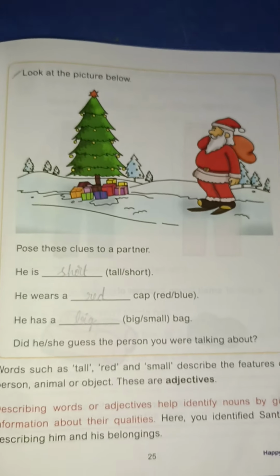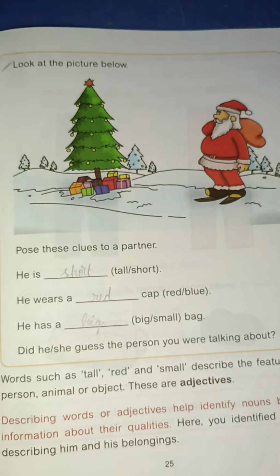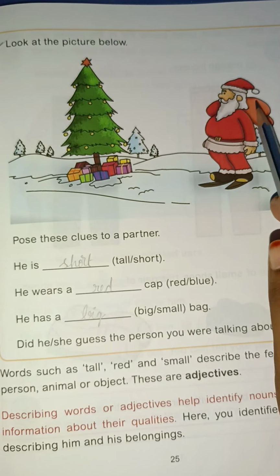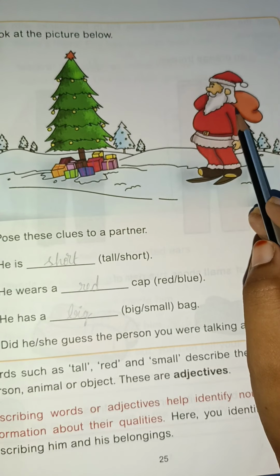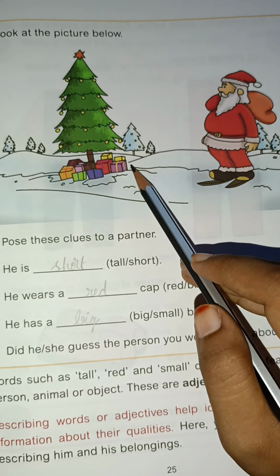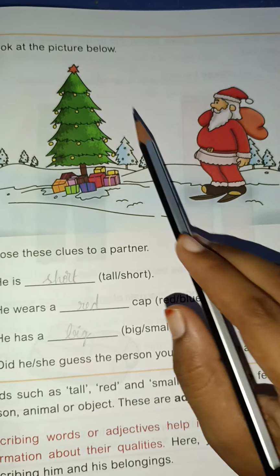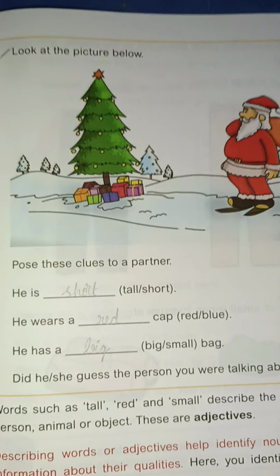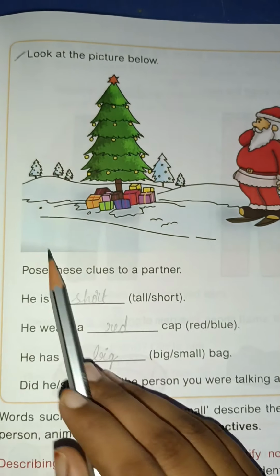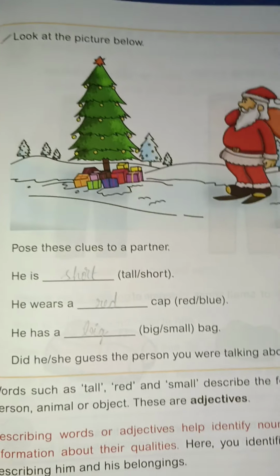And coming to next page, page 25. See children, look at the picture. What is there in the picture? There is a Christmas tree, Santa Claus, there are gifts and so many trees are there, down snow, and he is standing on the hills. Yes or no? Now see, pose these clues to a partner.